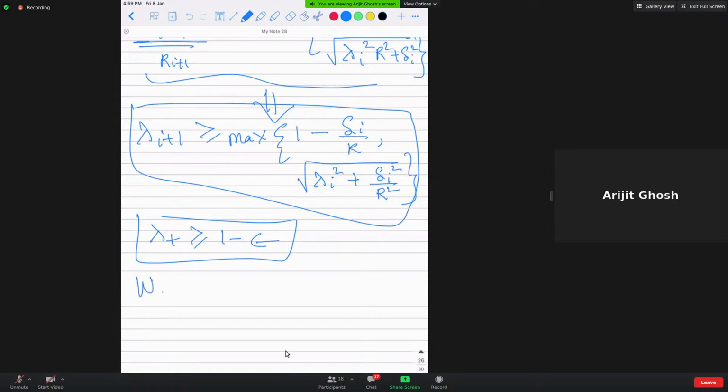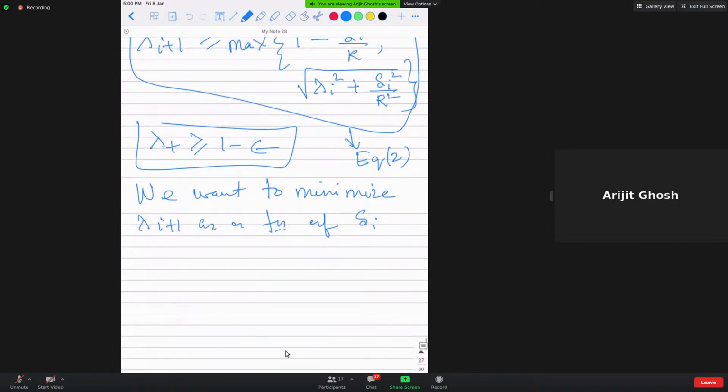So let's write this as equation 2. We want to minimize lambda i plus 1 as a function of delta i. So how should I go about doing that? Any ideas?